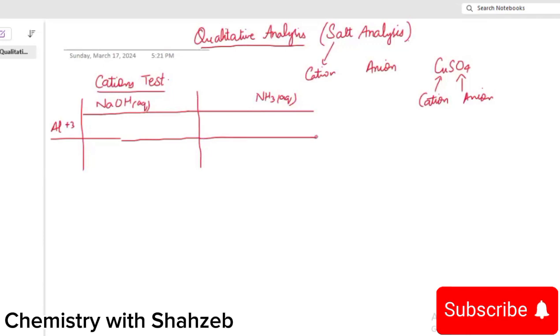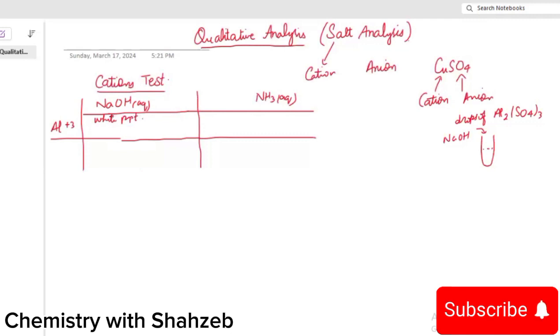Now, in order to test it, for example, take aluminium sulfate. We are going to take it in a test tube, and first we are going to add drops of sodium hydroxide. Then what happens? White precipitate forms on dropwise addition of sodium hydroxide.